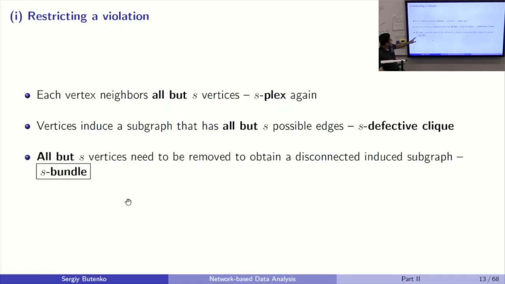So then all but S vertices, if you apply it to the definition based on connectivity, right? We saw that you need to remove all but one vertices in order to obtain a disconnected or trivial subgraph, right? Now I replace all but one with all but S. Then we obtain a concept that we call S-bundle. I put it in the frame here because this is something that was introduced in this paper essentially. Nobody really considered this before in the literature. But if you look at this structure, what is S-bundle? This is a very, very robust cluster.